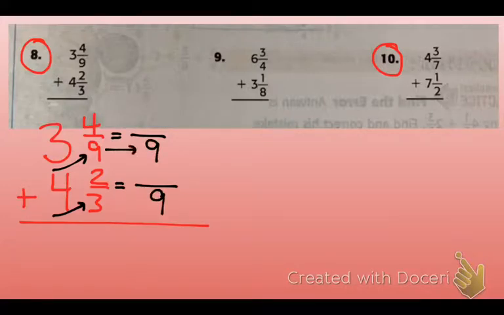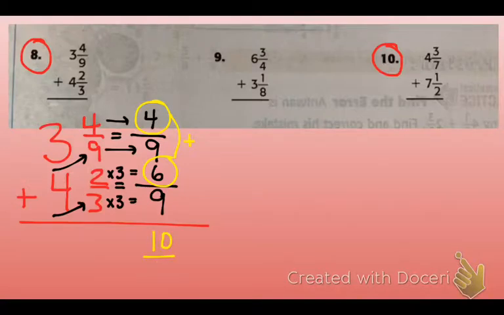Make our equivalent fractions. 4/9 is equal to 4/9. This one I'm multiplying by 3, which means I'm multiplying the 2 times 3. Now I have my common denominators. Now I can simply add these two together. 4 plus 6 is equal to 10/9. Let me add my whole number. So I have 7 and 10/9.